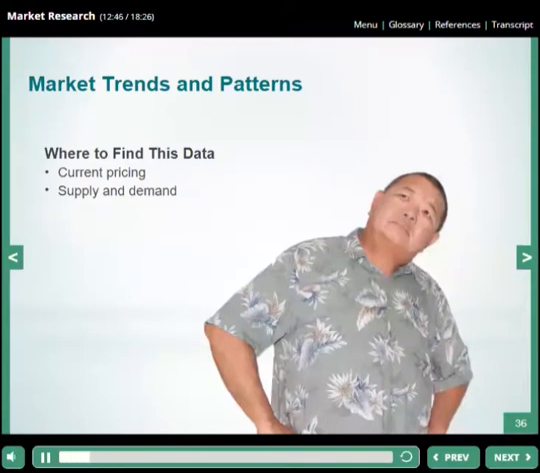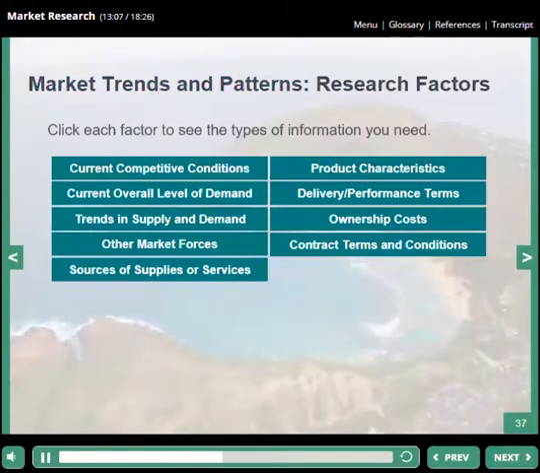Government requirements, market conditions, and other factors change over time. This is why, after reviewing historical data, you should research current information. This helps ensure you are using the latest information in pricing. Current information may come from market trends and patterns in current pricing or supply and demand. Let's look at some factors to consider and questions to ask. Click each factor to see the types of information you need.